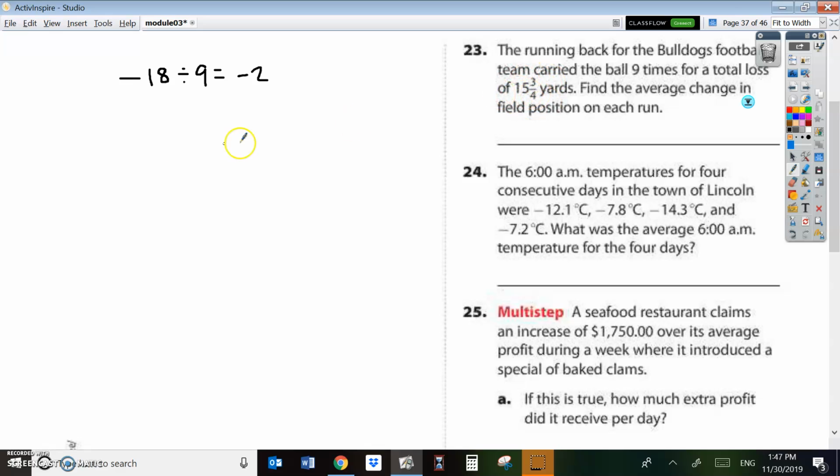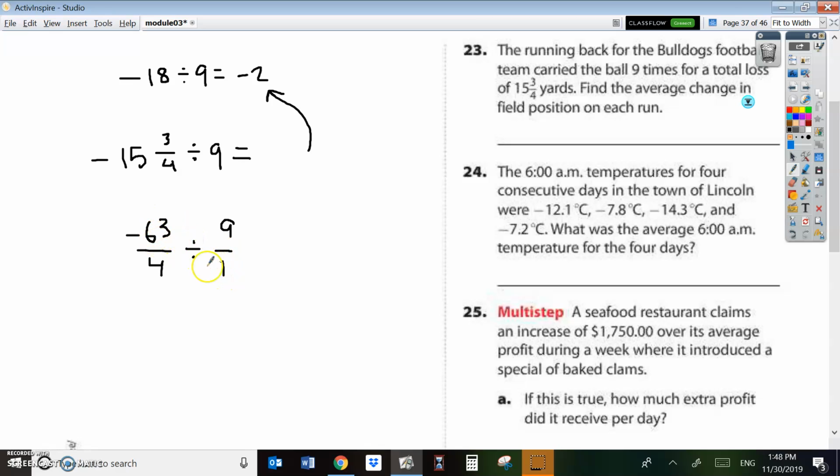He didn't lose 18 though, he lost negative 15 and 3/4 yards. So let's divide that by the total number of times he carried the ball. It won't be quite as big as that, but it'll be somewhere near that. So first let's convert this mixed number to an improper fraction. 4 times 15 is 4 times 10 is 40, 4 times 5 is 20, 40 plus 20 is 60, plus 3 is 63. So negative 63 over 4 divided by 9 over 1.